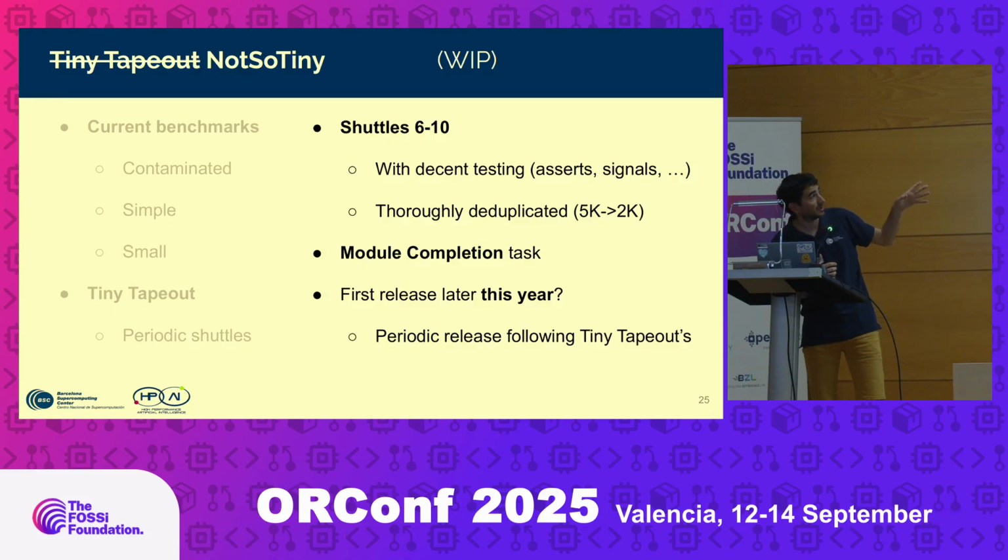We are defining a model completion task, and we hope to make the first release this year. But we also have the goal of releasing, every time Tiny Tapeout releases a new shuttle, a new version of this benchmark so that it's never contaminated, because the models will not be able to have trained on the designs that will be released in the latest iteration.